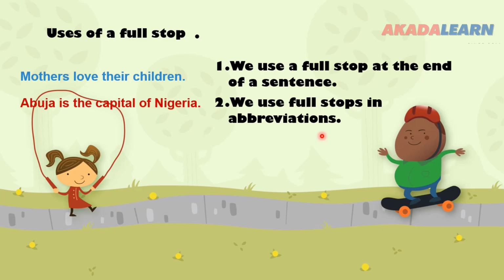Sometimes we use abbreviations because a particular word might be too long, or we use abbreviations just as a way of making a word simpler. So let me give you an example. This is a sentence here. It says, I will be at home between 6 a.m. and 7 p.m. Notice the full stop here, and here, and here, and here.